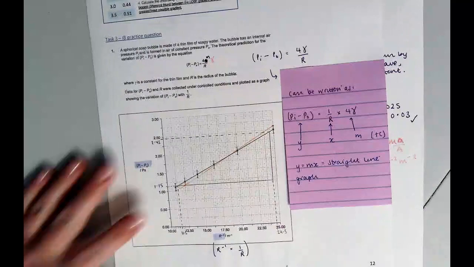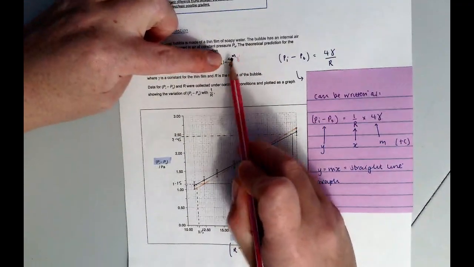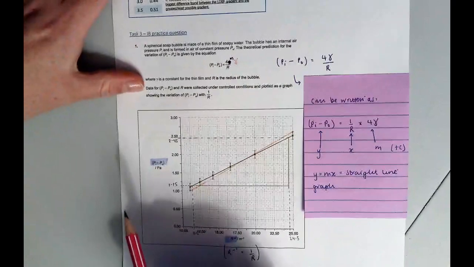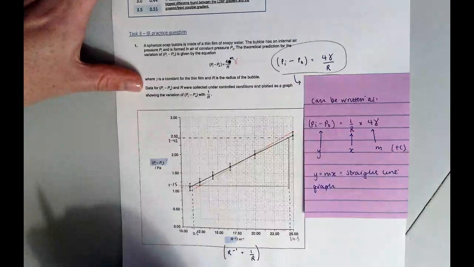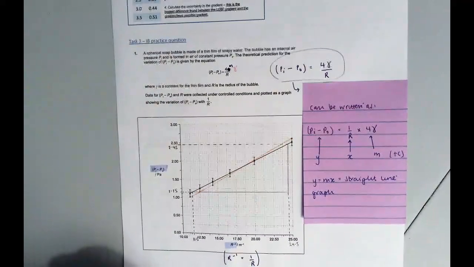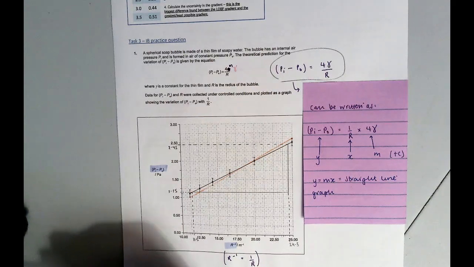So then we get to the IB question. So this is a paper 3 question. Sorry, for some reason the gamma sign converted to a G, which is very confusing. So the correct equation is here. So we've got a spherical soap bubble made of thin film of soapy water, and we've got an internal pressure Pi, and P0 is the constant pressure of air.